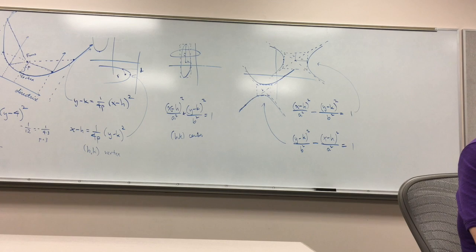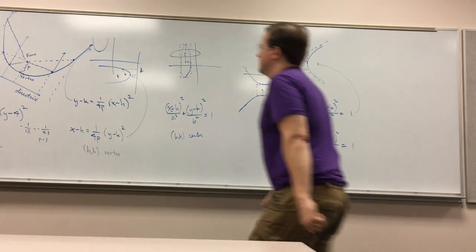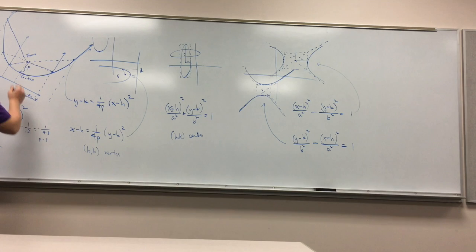So the eccentricity E of a conic section is defined to be the distance from any point on the conic section to its focus divided by the distance to the directrix. If I denote the focus with a capital F, I'll denote the directrix with a lowercase d.